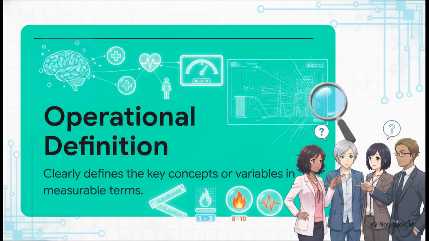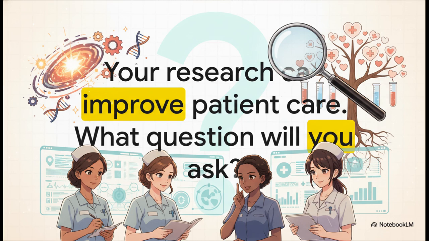And one last super important piece for clarity is the operational definition. It is not enough to just say you're studying pain. You have to define exactly how you will measure it. Is it a score on a 1 to 10 scale? Is it a specific behavior you're observing? This kind of precision makes sure that anyone who reads your study knows exactly what you mean and exactly how you measured it. And that brings us right to the end.